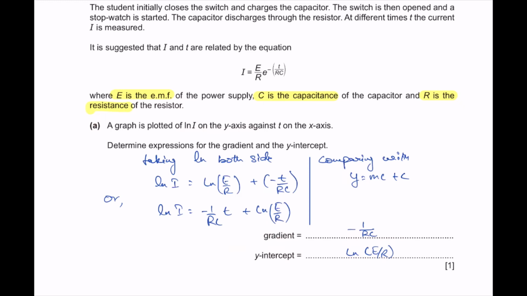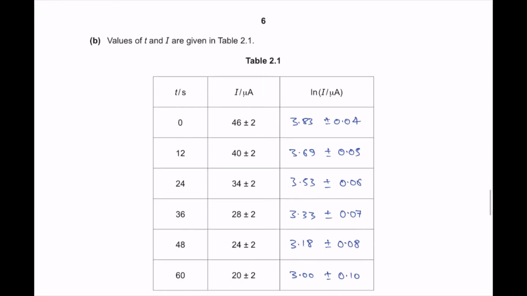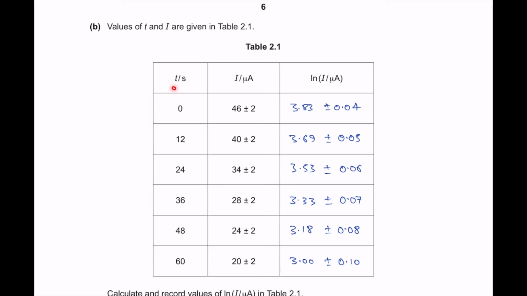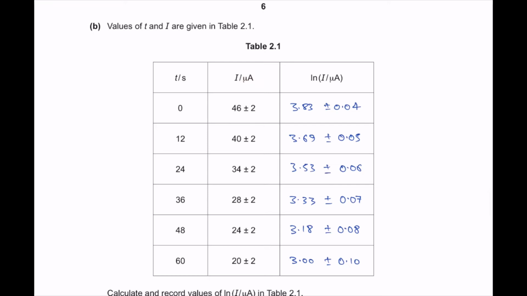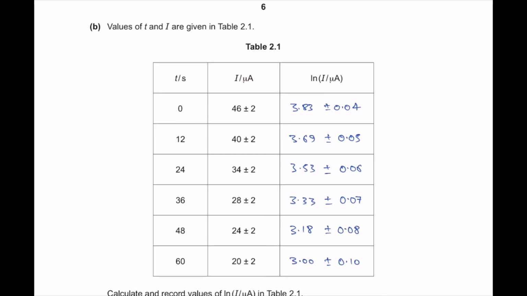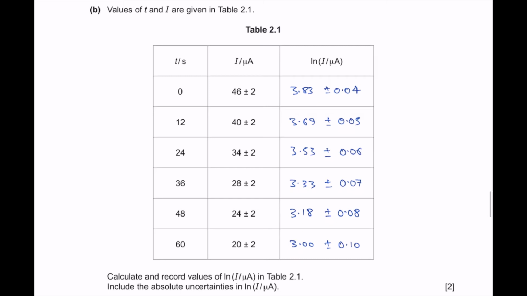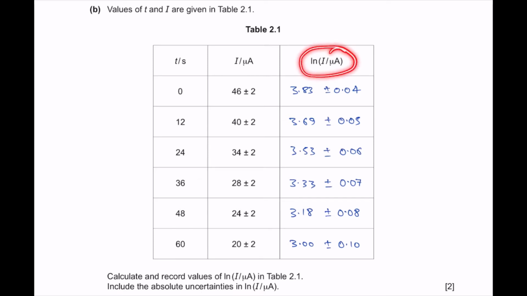Simple. Now the next part, the table is given to us with the value of t in seconds and I in microamperes. We have to calculate and record the values of ln I in table 2.1. Include the absolute uncertainty in ln I. Here we have to complete this with the absolute uncertainty. Many students have doubts regarding the absolute uncertainty, so that should be cleared.